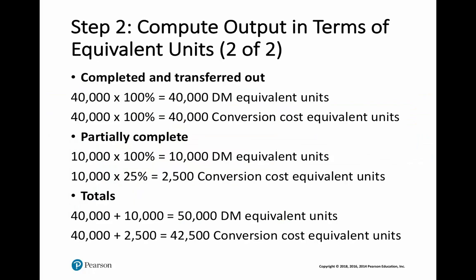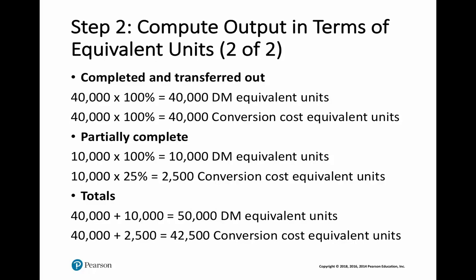So again, our completed and transferred out, those are always the same in each column, and the math behind it is 40,000, the number of physical units, times the percentage complete. And again, because they are completed and transferred over to the next department, that means the percentage complete is 100% for materials and conversion.